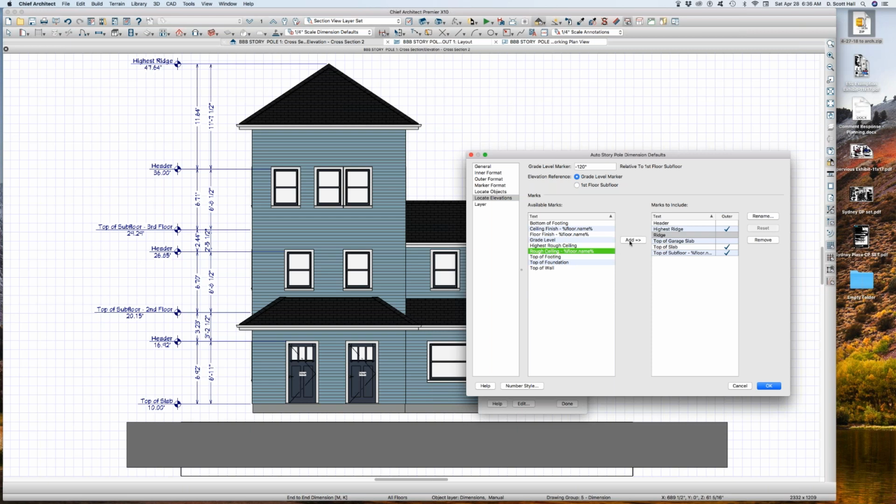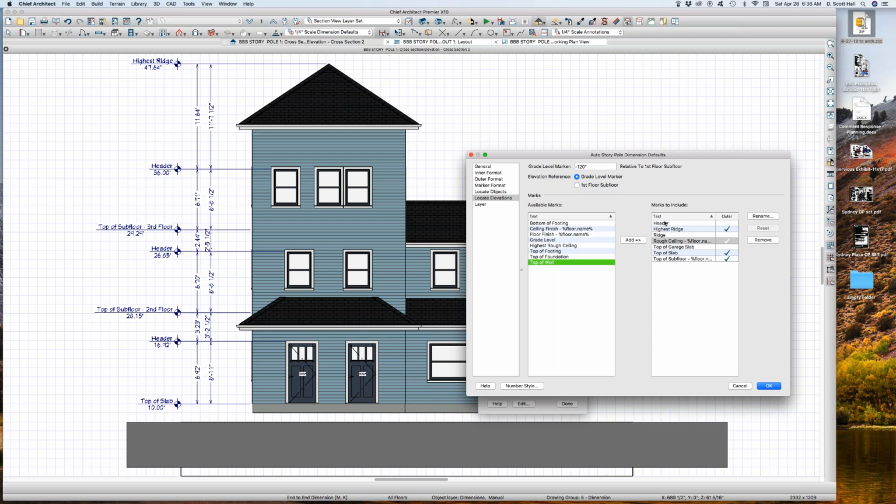Rough ceiling, I definitely want the rough ceiling. Top of footing, no. Top of foundation, I don't think so. Top of wall, no, I don't think so. If there's a top of wall that I ever want, I can get it. Top of wall usually will give you the rough ceiling, I think. In fact, top of wall and rough ceilings are almost the same.